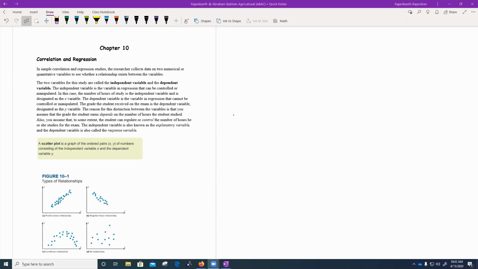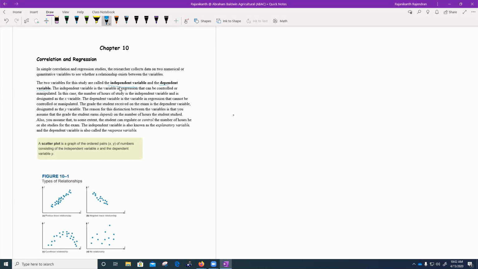So we are going to look at chapter 10. This is about the correlation and the regression studies on two variables. Now here we are going to look at the linear relationship between two variables. Okay. So always we will have an independent variable and a dependent variable.